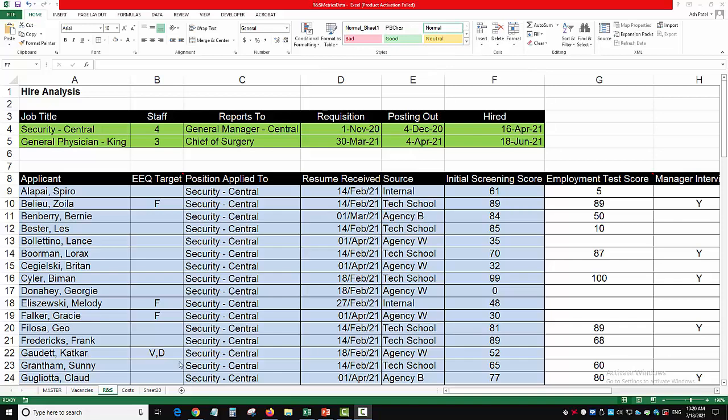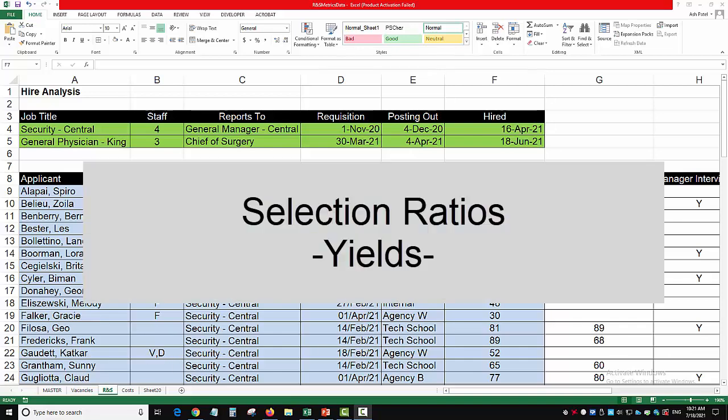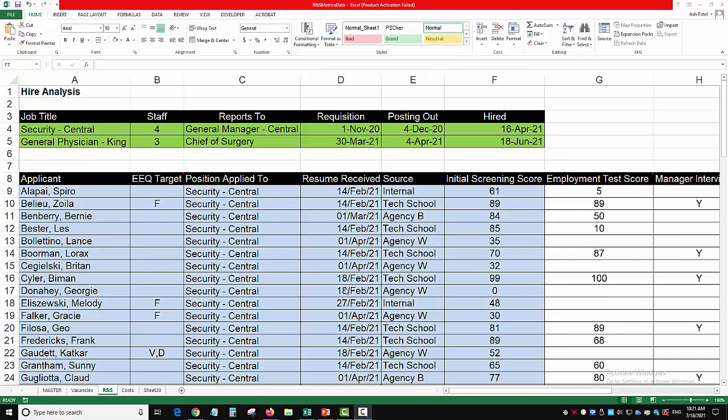Now, staying on the RNS tab, we're going to look at what we call selection ratios or yield ratios. They're really important numbers to have because they show you the percentage of people that you attracted through recruitment, what percentage of them make it through different steps of the selection process through to job offer and hire.